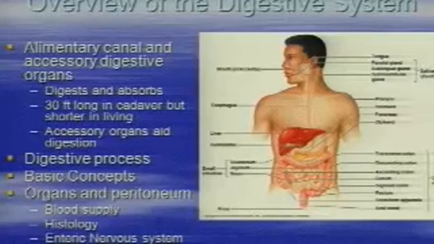The digestive process is going to be the process of ingestion, propulsion, absorption, and excretion. It's just the general process. Basic concepts I'm going to walk you through in the next couple of slides. Organs and peritoneum. The organs are the organs that contribute to the GI tract. The peritoneum are going to be those serous membranes. The serous membranes line the body cavity and the organ.